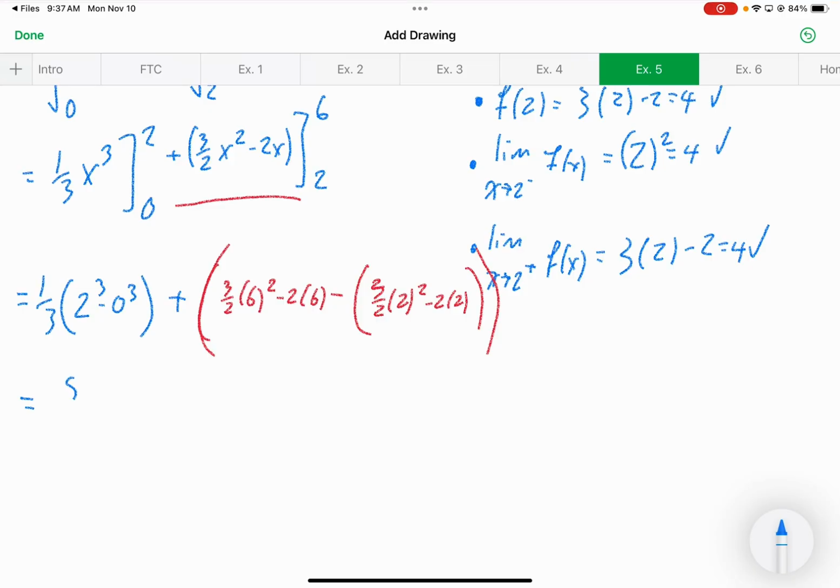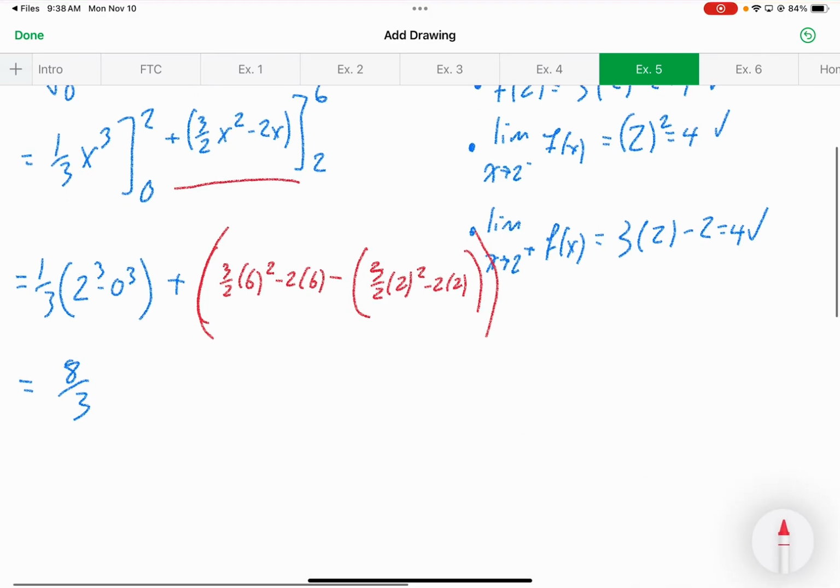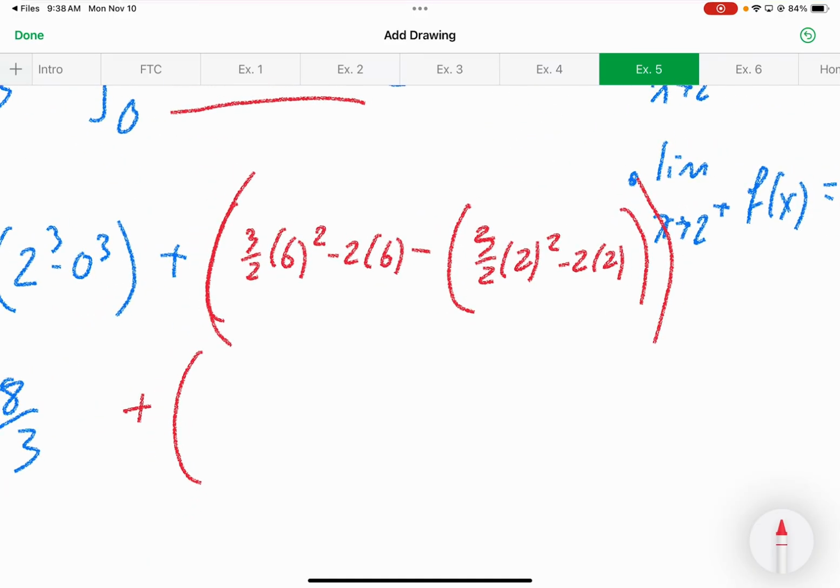The blue part, though, I'm going to get 8/3. There's really no way around that. And then for my next trick, let's see. 6 squared is 36. 36 times 3 is 108. Half of that's going to be 54. Minus 12 minus my parentheses. All right, so 2 squared is 4. Half of 4 is 2. 2 times 3 is 6. Minus 12.